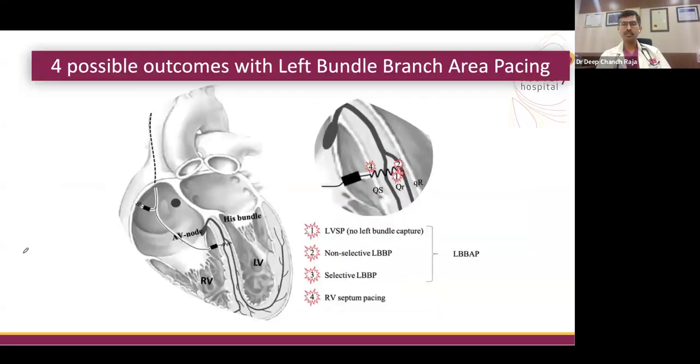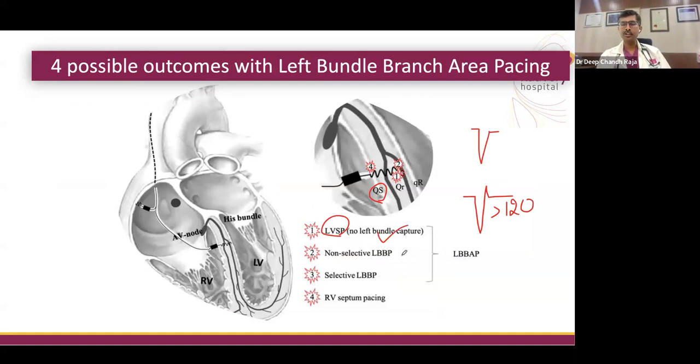So, four possible outcomes with the left bundle branch pacing. If you're on the right side of the septum, you would still have a capital Q and a capital S, which is basically an LBB morphology. If you're deep into the septum, you would have a capital Q and a small r, which just means deep septal pacing. The QRS would still be more than 120 milliseconds, which is what we call RV or deep septal pacing. This is LV septal pacing. There is no real left bundle branch capture.